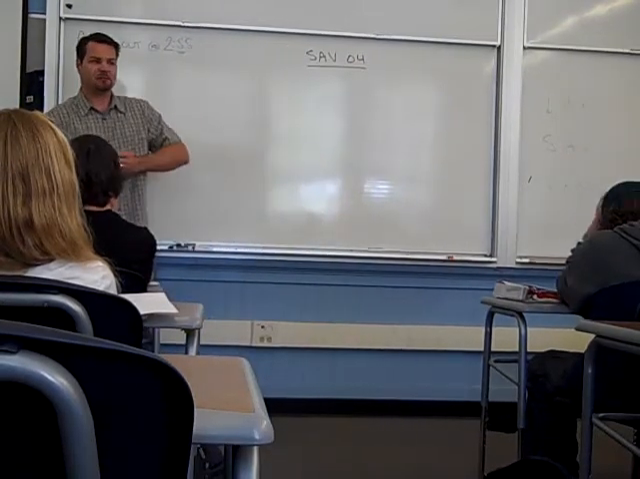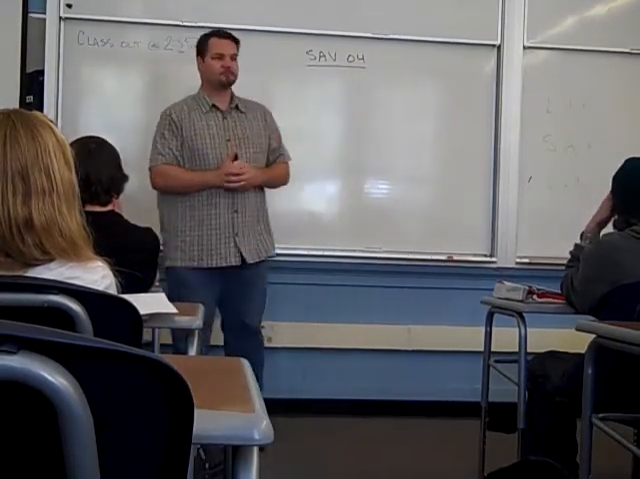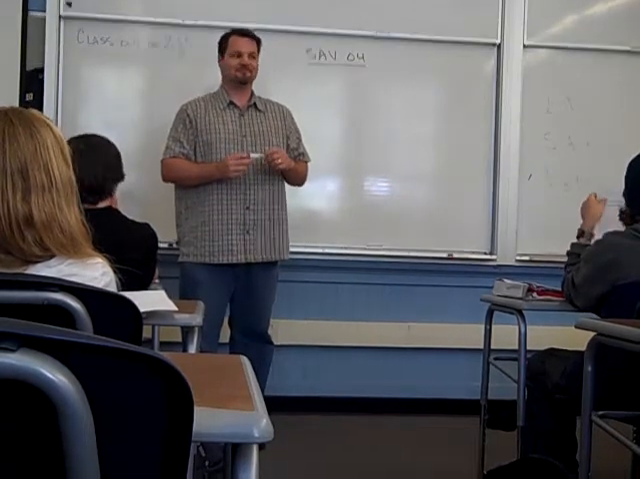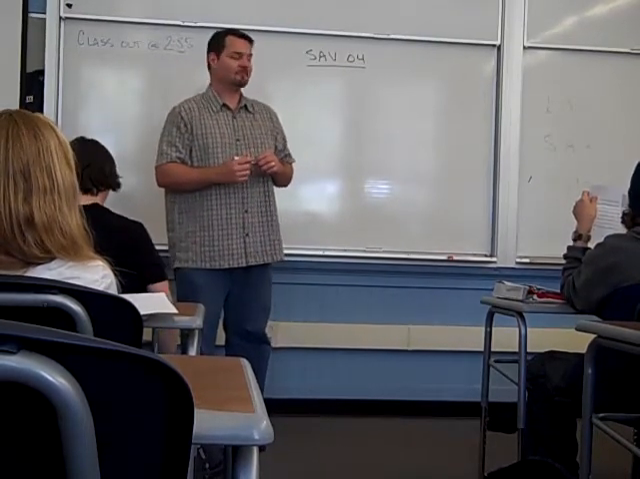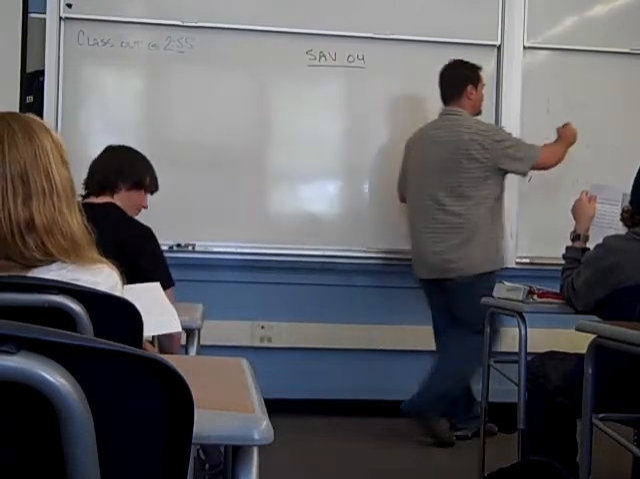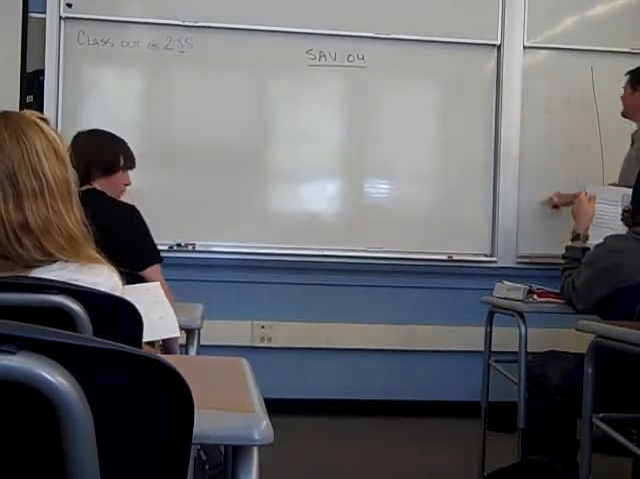Which says what? Someone read it for me, please. Find lateral area, surface area, volume of right rectangular prism with cube. Okay, lateral area, surface area, and volume.